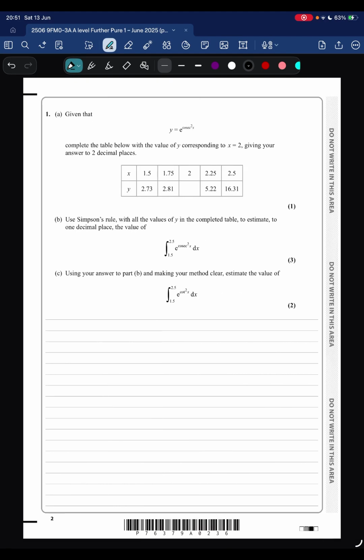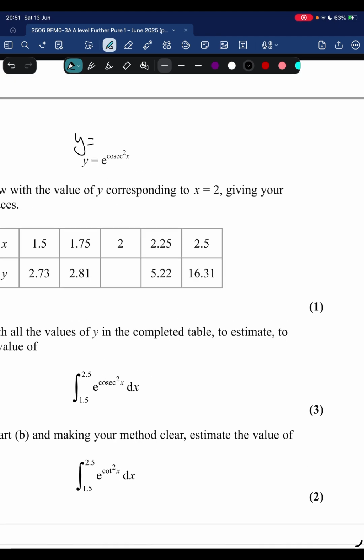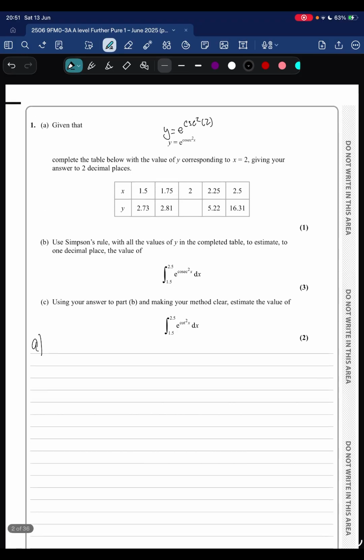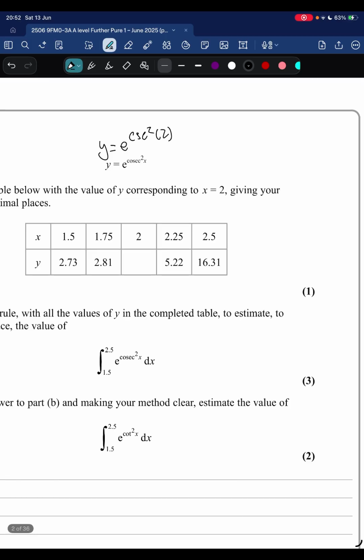So for part A, your Simpson rule, we want to find a value when x equals 2. This is very simple. All we do is y equals e to the cosec squared of 2. So we just plug in our calculator. I mean, don't need any working for this. So you put e to the power 1 over sine 2 all squared. Make sure you're in radians also, because that is important. So we get 3.33.